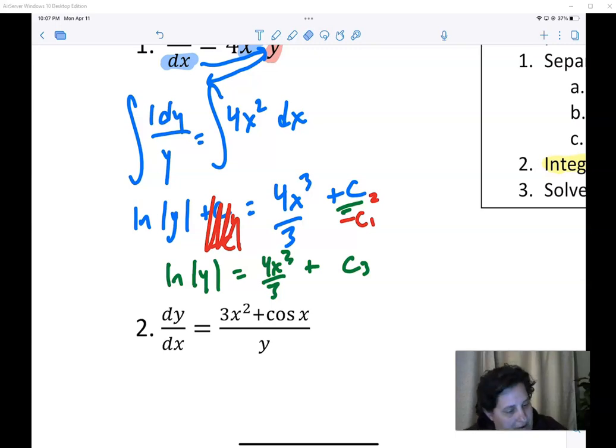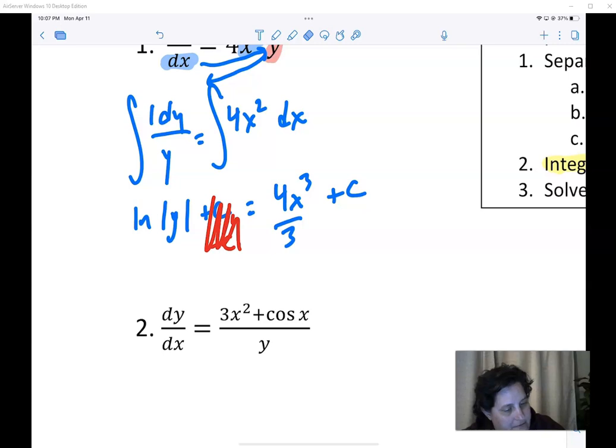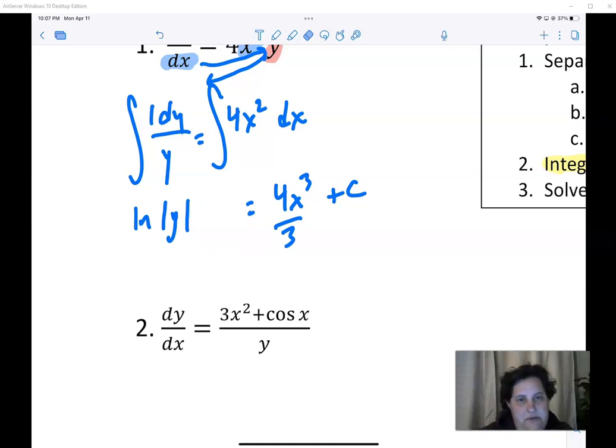Okay. So basically when you do this, let me go back a step here. When you do this, just don't put a plus c on one side, put it on the other side. Okay? Okay, so here we go.